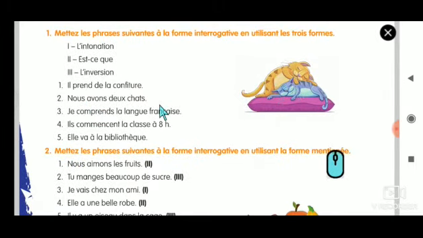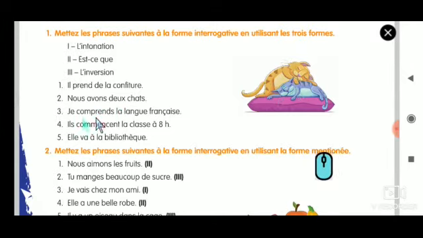Nous avons deux chats. Intonation. Est-ce que nous avons deux chats? Type 2. Est-ce que avons-nous deux chats? Inversion. Question mark. Je comprends la langue française. Je comprends la langue française? Question mark. Type 1. Est-ce que je comprends la langue française? Type 2. Type 3 not possible because je cannot be used in inversion. Okay, that is what I was talking so far.